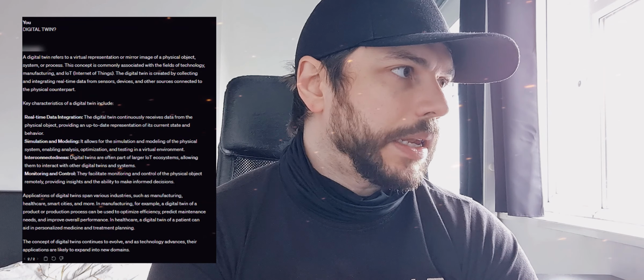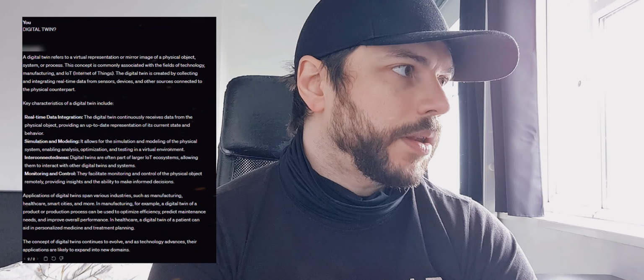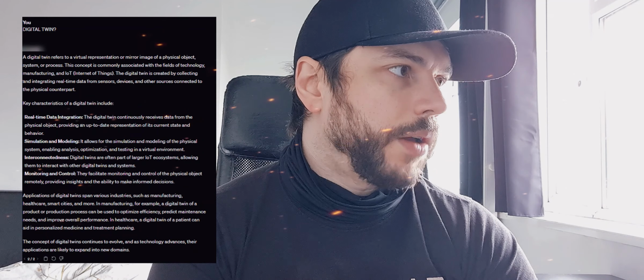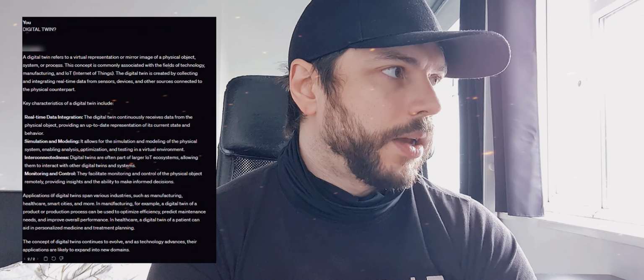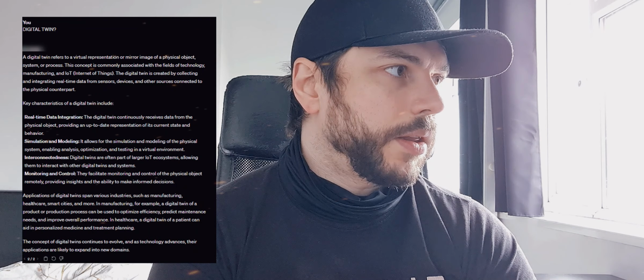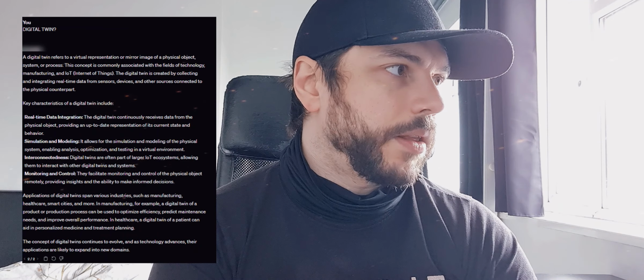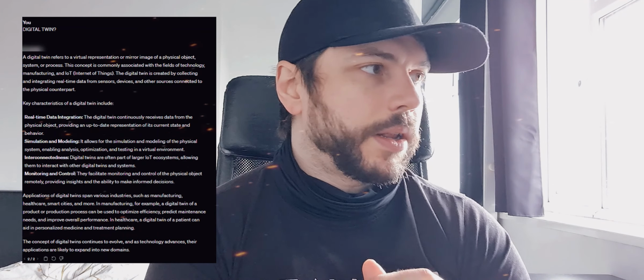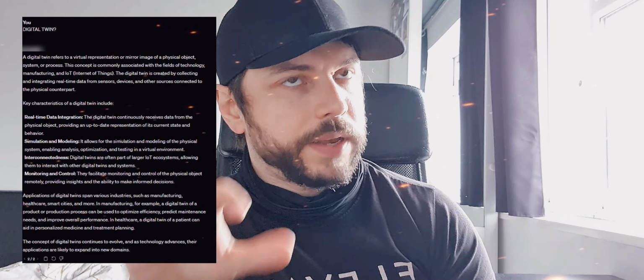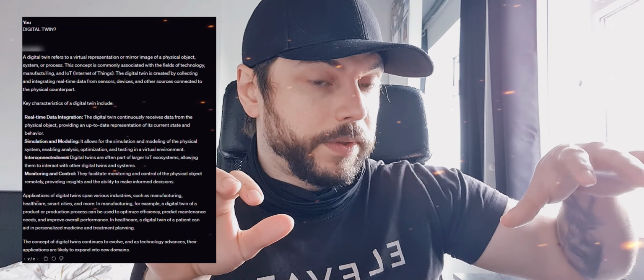A digital twin refers to a virtual representation or mirror image of physical objects, systems, or processes. This concept is commonly associated with the fields of technology, manufacturing, and IoT, so Internet of Things. The digital twin is created by collecting and/or integrating real-time data from sensors, devices, and other sources connected to the physical counterparts, right? So whatever you might have in the physical world, you might have a representation in a digital world, and how to build some of those systems, there might be some opportunities there.